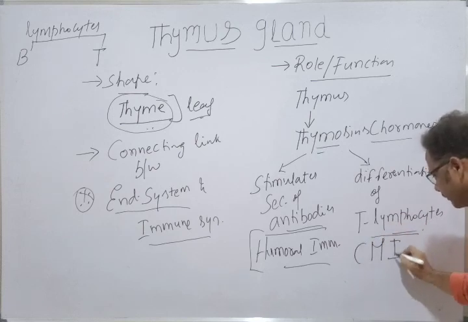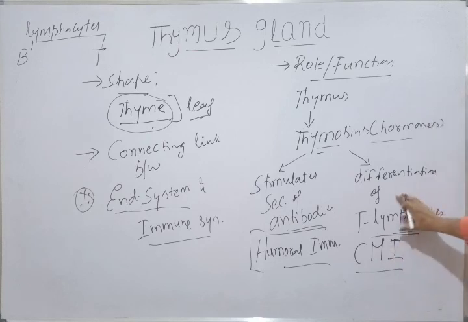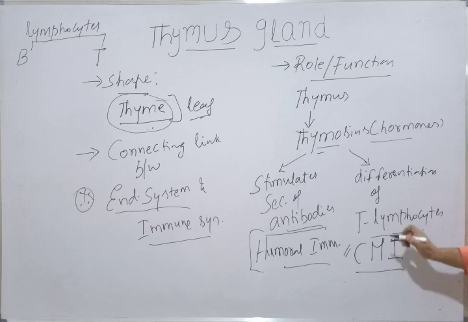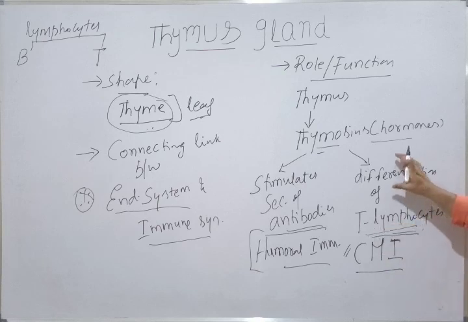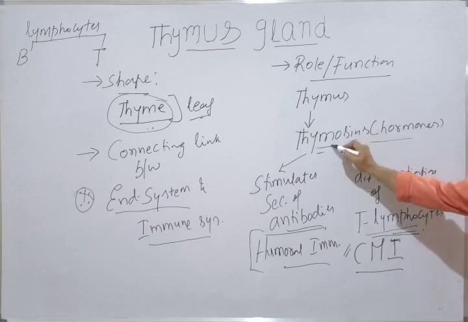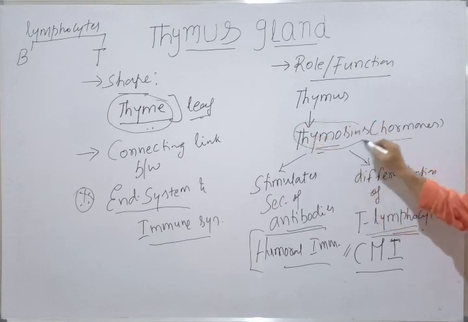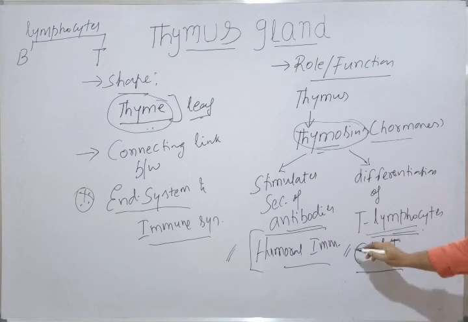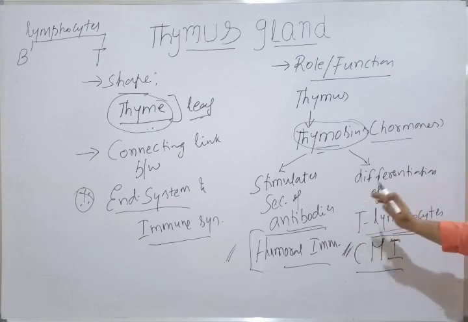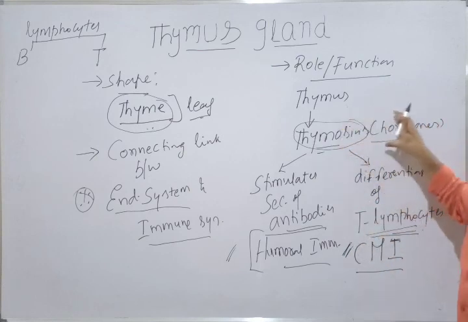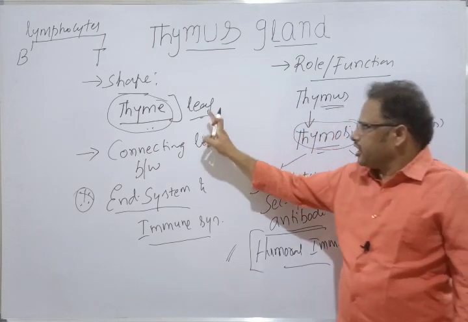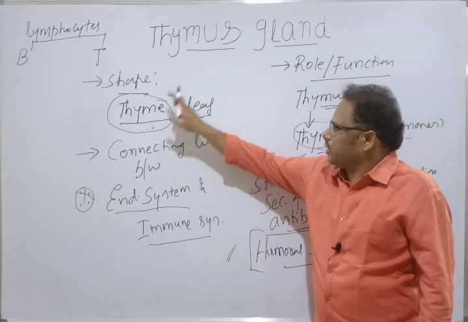So the T lymphocytes help in which one? Cell-mediated immunity. The T lymphocytes play a key role in cell-mediated immunity, and the T lymphocytes are differentiated by the key role played by the thymosins. In this way, the thymosins help in the humoral immunity as well as the cell-mediated immunity. And the thymosins are the hormones released by the thymus gland. It resembles the shape of a leaf called thyme, that's why it's called thymus.